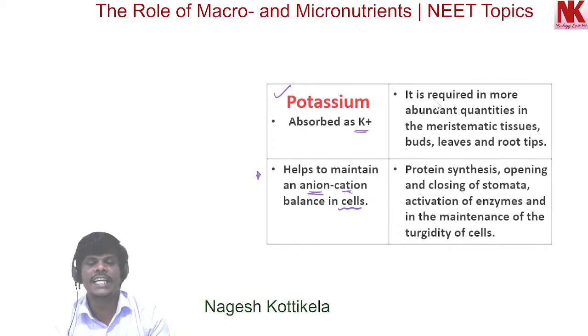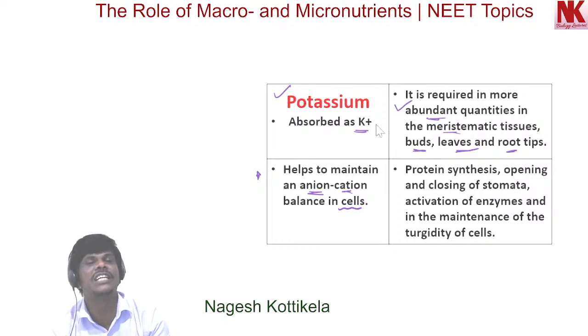It is required in more abundant quantities in the meristematic tissues, buds, leaves and root tips. In all these parts of the plant, potassium is needed in abundant quantities. Protein synthesis requires potassium. Opening and closing of stomata, activation of enzymes and maintenance of turgidity of the cells also need potassium.